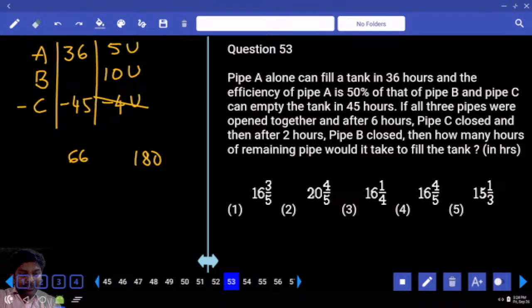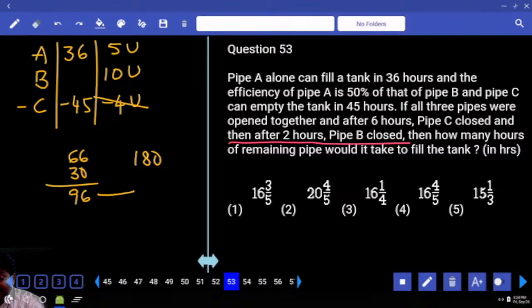A and B. And then after 2 hours, pipe B is closed. That means both A and B are open together for 2 hours. In 2 hours, both A and B do 30 units. Now after 2 hours, B is also closed. So far, 96 units of work is done.